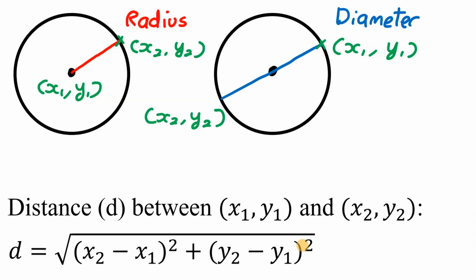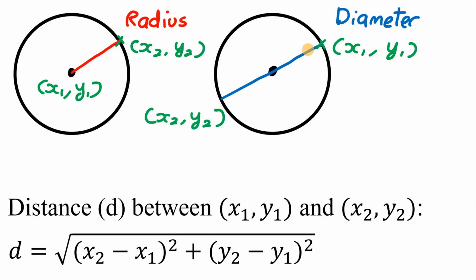And this is useful for finding the radius, okay? So let's say, for example, we know the center of the circle x1, y1, and we know a point on the circle x2, y2. If we use this equation to find the distance between these 2 points, D, this is going to be the length of the radius.